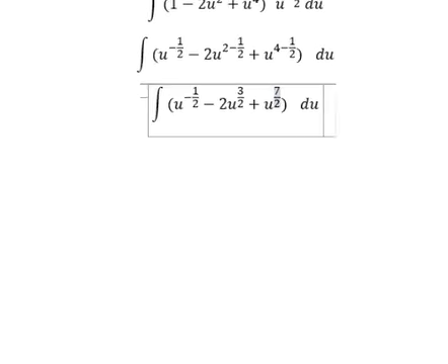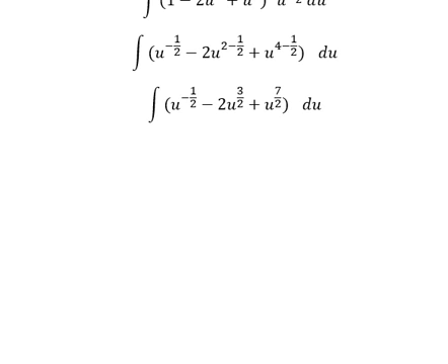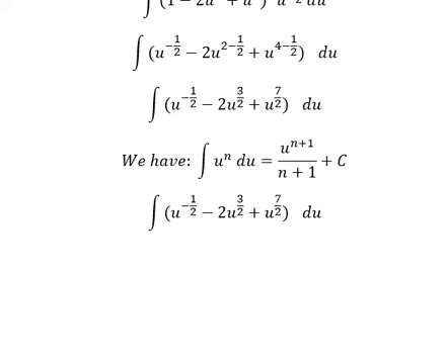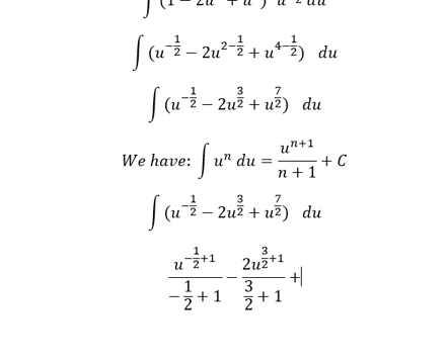And now we have the formula in here. The integration of u to the power of n du, we will have u to the power of n plus 1 over n plus 1, and we put c. So we can apply the formula in here. So we will have u to the power of negative 1 over 2 plus 1 over negative 1 over 2 plus 1. The next one, that's u to the power of 3 over 2 plus 1 over 3 over 2 plus 1. Similar for the next one.